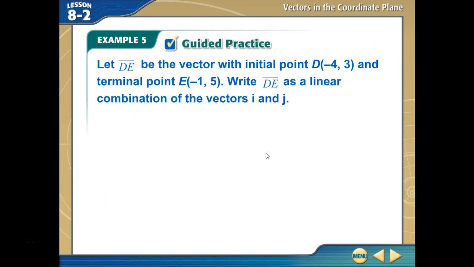Alright, so you're going to try this one. Again, you can draw a sketch if it helps you, but you're going to find your vector in terms of i and j, again where i is the unit vector along the x-axis and j is the unit vector along the y-axis.